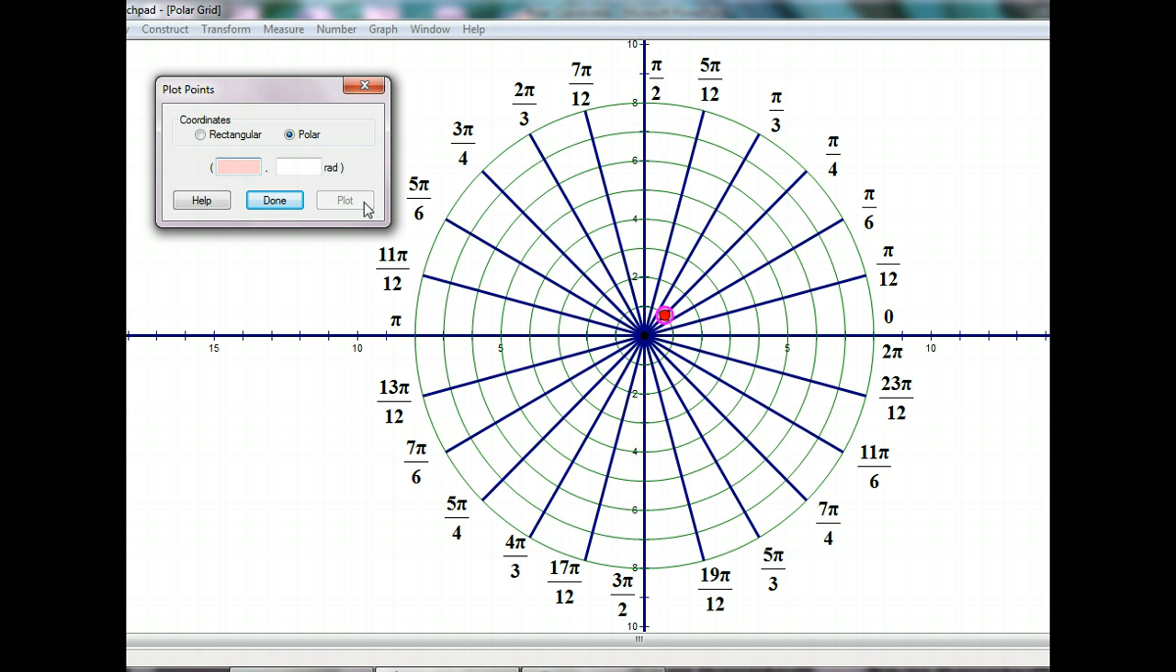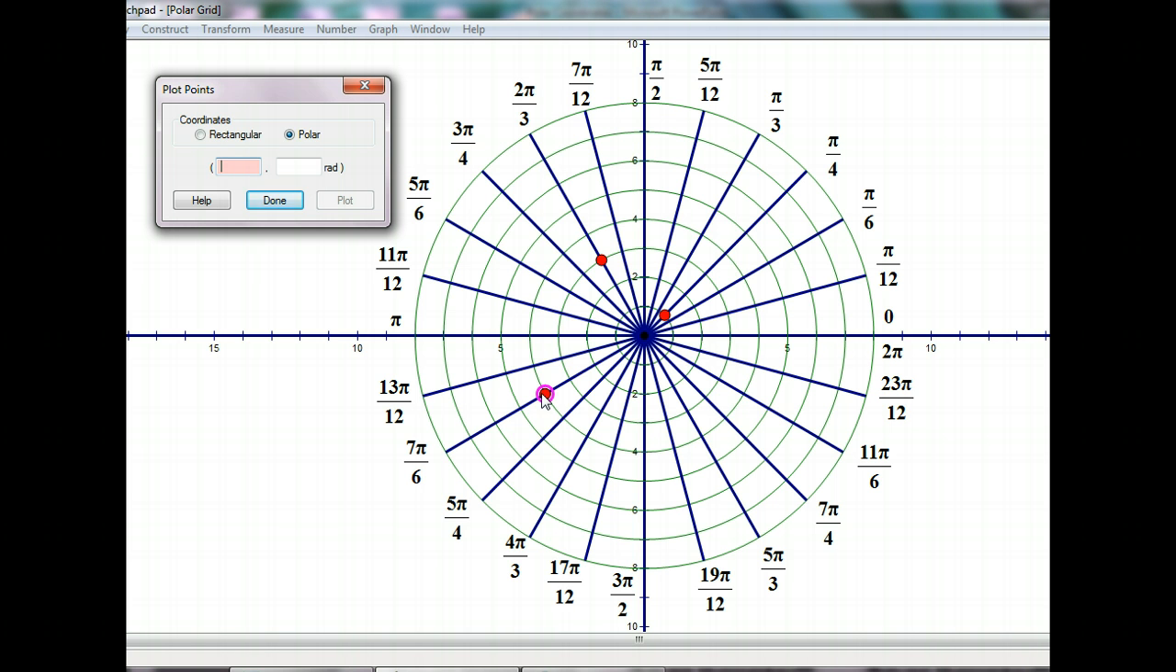Let's try another one. Suppose that we wanted to plot 3 and 2 pi over 3. Okay, so that means that we want to find the 2 pi over 3 line, so we're going to start at 0, going away from the positive x-axis to 2 pi over 3, and we want to be 3 units away from the pole, so we're going to be at this point here. Let's try another one. Suppose we wanted to plot 4 and 7 pi over 6. Well, you can see that that's on the 7 pi over 6 line, and it's 4 circles, or 4 units, away from the pole.